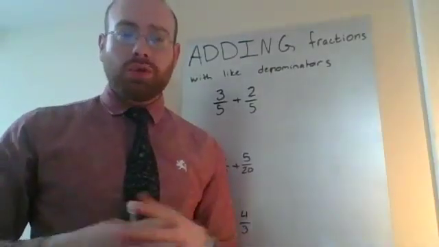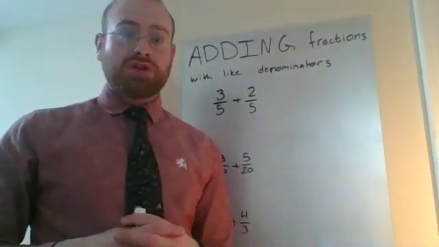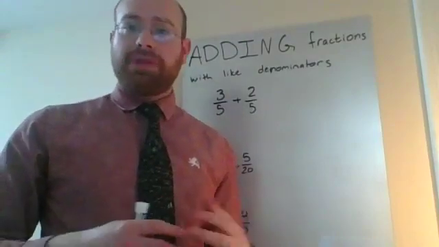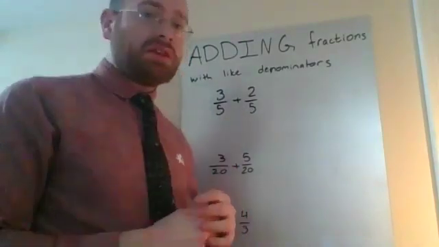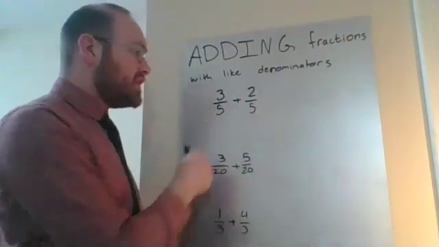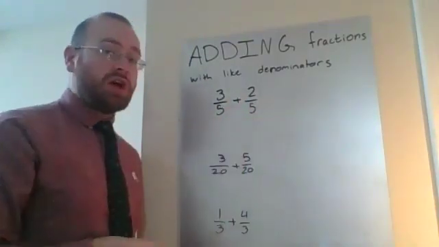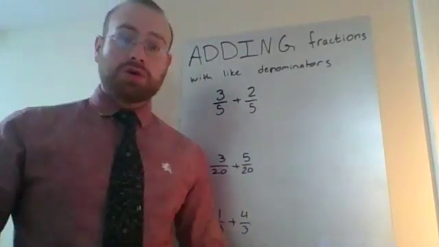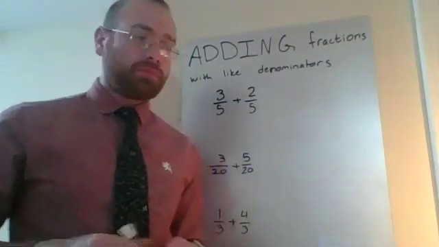So we are going to do a quick lesson on how to add fractions with like or common denominators. What this means is that if we look at our fractions 3/5 and 2/5, they both have the same denominator. We call this either a like denominator or a common denominator.